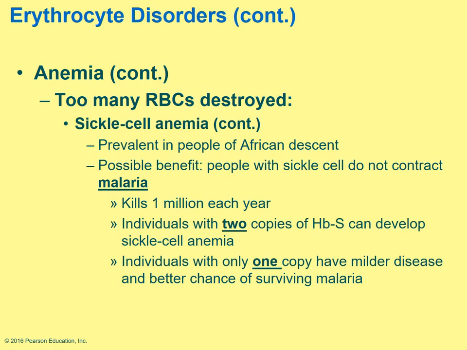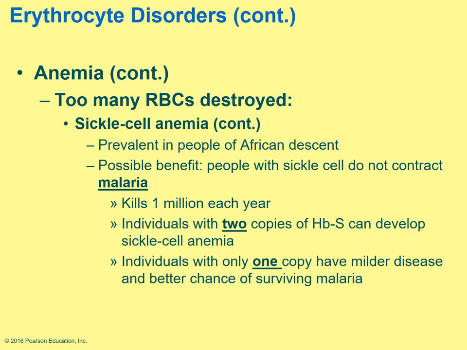Sickle cell anemia is prevalent in people of African descent. I say it is genetic. It is what we call a recessive trait. The only way you're going to have sickle cell anemia is if you have two of these recessive traits. For every gene, you get one from mom and one from dad, so you would have had to have received one from each of your parents.